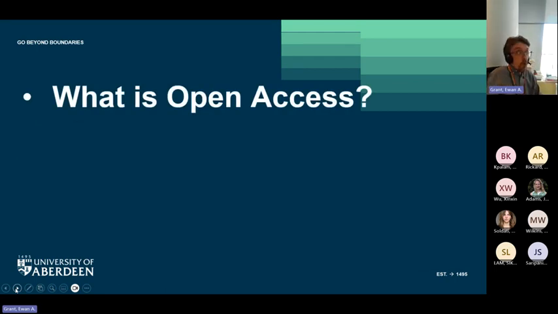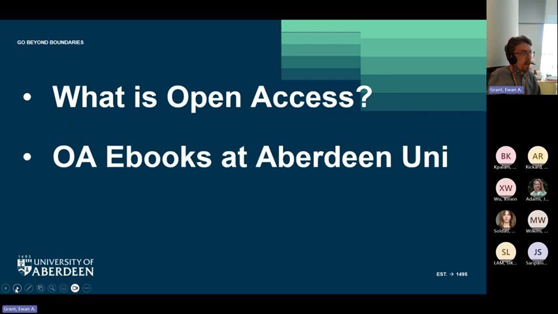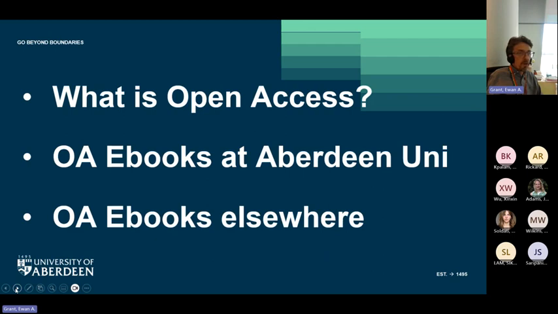I'll briefly talk about what open access is, then move on to talk about how you can access open access books here at Aberdeen Uni, be that through the collections that we subscribe to, and then also tell you about where you can find open access books elsewhere, because there are a proliferation, that's not easy to say at 9:15 in the morning, of numerous publishers where you can find material. I'll talk a little bit more about that in a second.